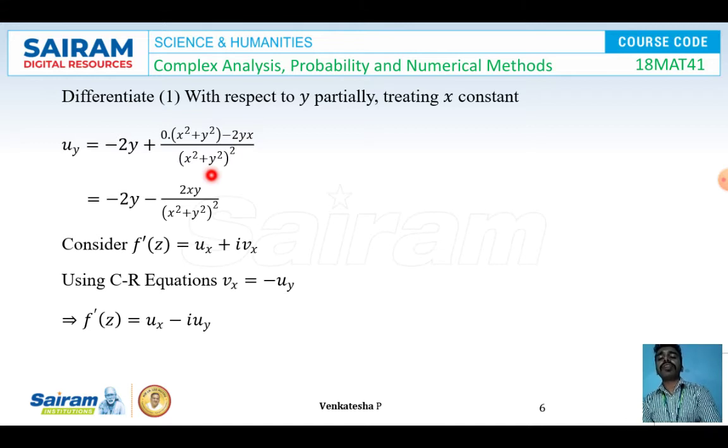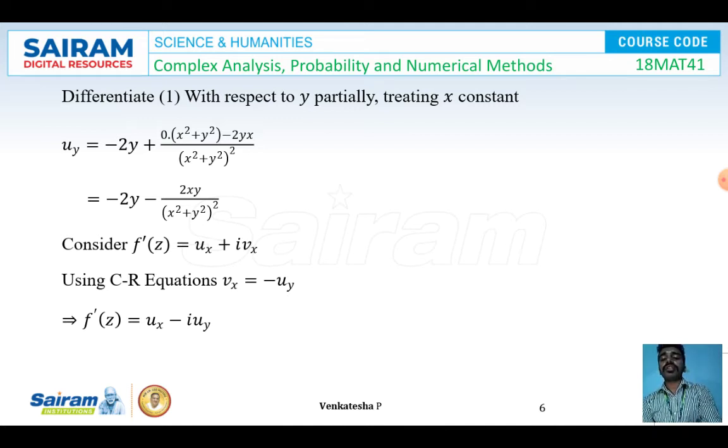So on simplifying this, we got (minus 2y minus 2xy) by (x square plus y square) whole square. So now I am going to consider the derivative formula f dash of z is equal to ux plus ivx. Since the problem has only the u variable and we don't have the v term here, I am going to convert this vx in terms of uy by using the CR equation. The CR equation is given by vx is equal to minus uy, then f dash of z will become ux minus i uy. So now I'll be replacing the value of ux and uy in this formula.